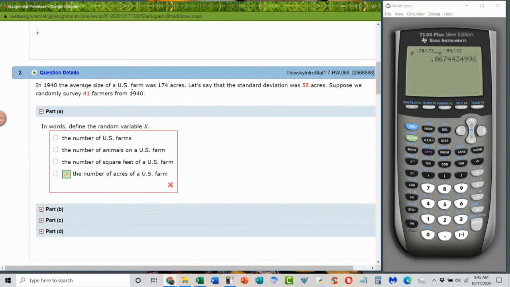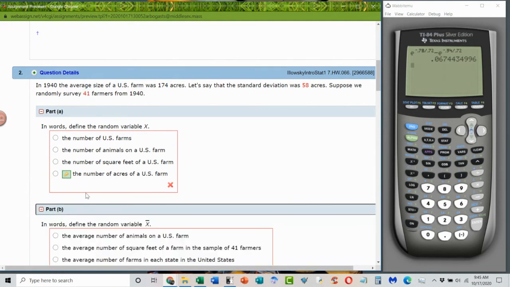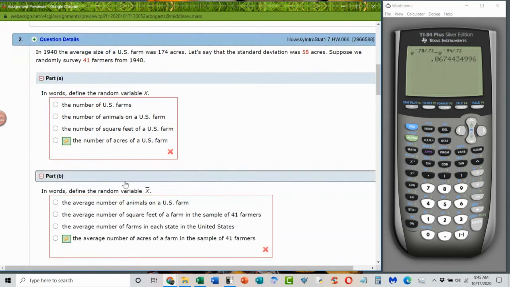So here they talk about farms in 1940, and that the average size farm was 174 acres, and it had a standard deviation of 58. And we have no idea if that's normal or what kind of distribution that is. It could be uniform, it could be anything. But it tells us what the standard deviation is. And we're going to randomly select a bunch of farms. So X is just the size of a single farm, where X bar is the average of 41 farms.